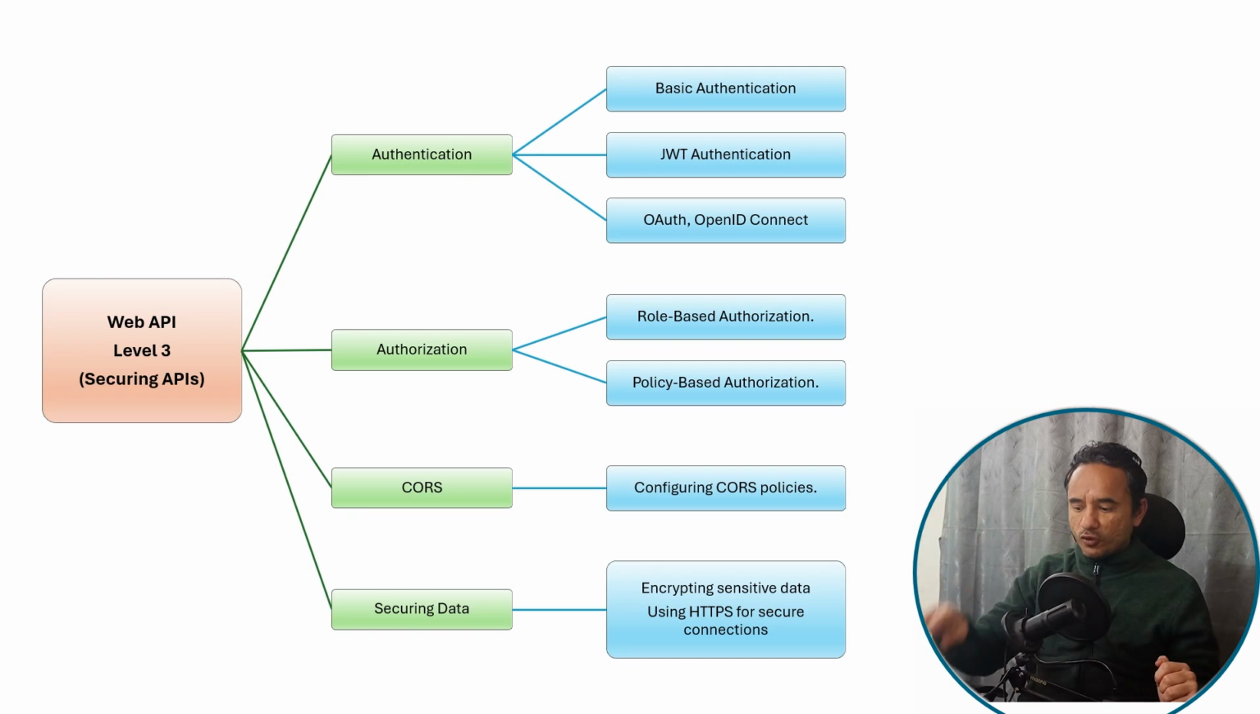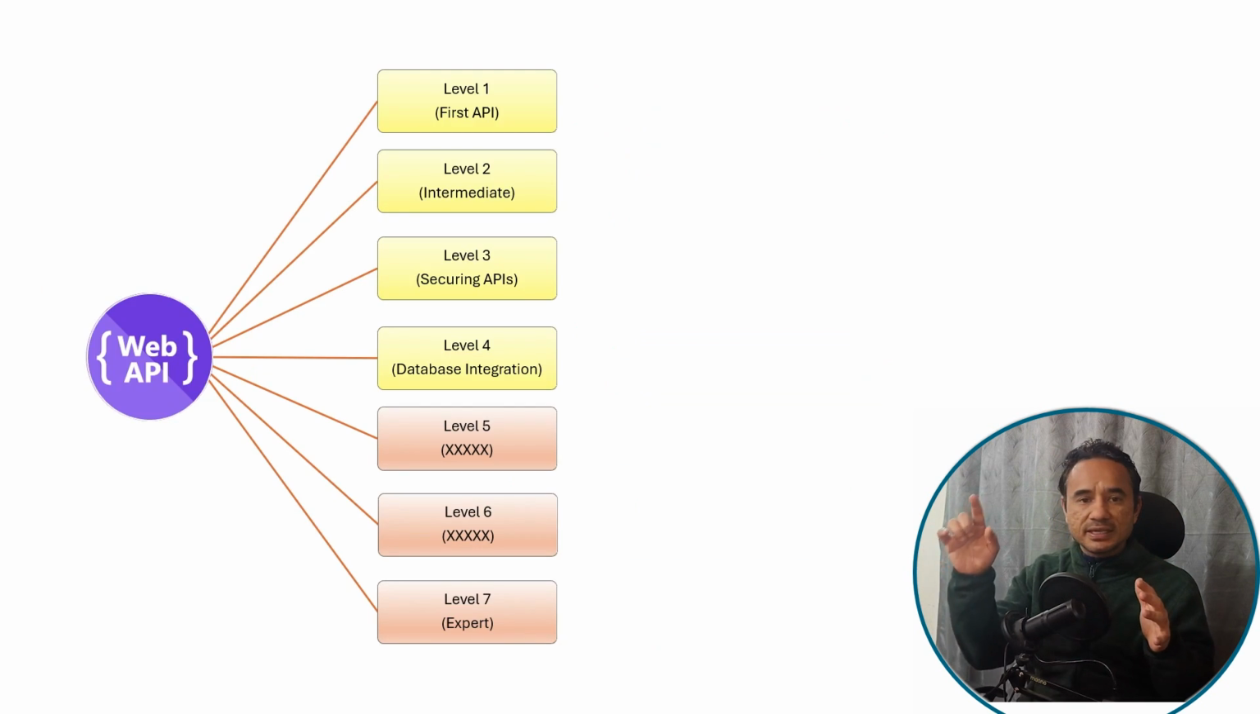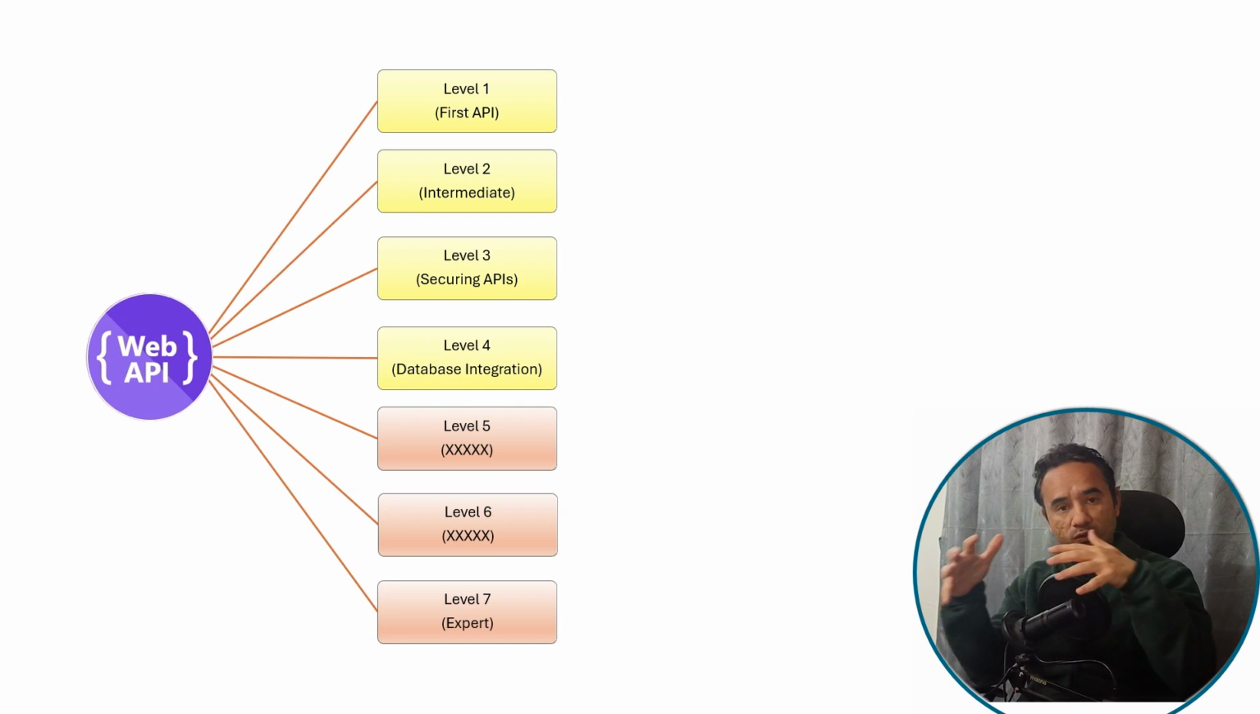Okay. And from an interview perspective, JWT authentication is extremely important. Please learn it, and the process. Now let's go to the next level 4, which is database integration. Database integration means concepts required for connecting and accessing data from the database to your web API.